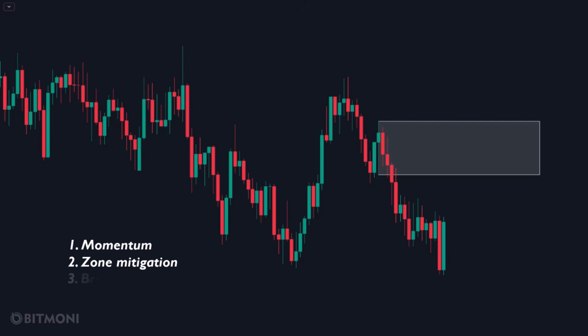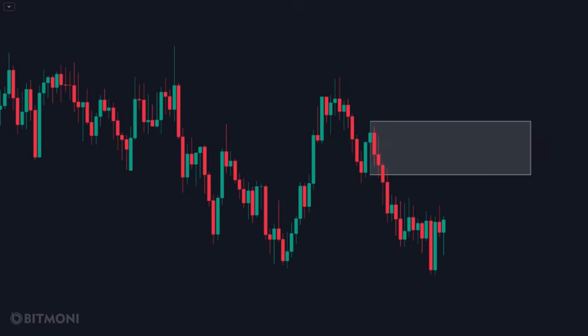Then we have break of structure. If you take a look at the market structure, you will see that the move from this supply zone clearly broke below a key previous low, which is a strong signal of institutional pressure driving the market downward. So this zone is considered valid because it meets the necessary requirements for a valid zone. Once the zone is validated, the next step is to wait for price to pull back into it.